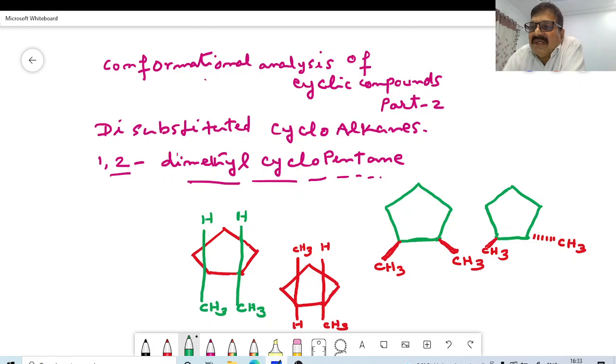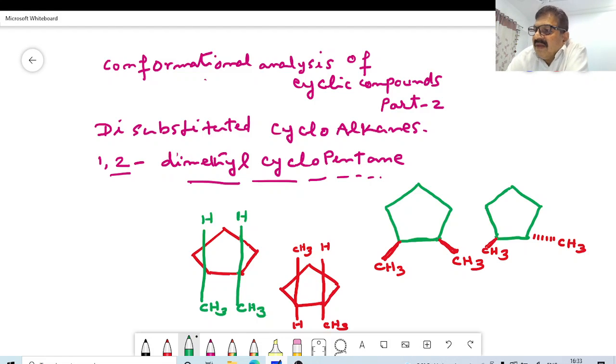In the case of a ring structure, there is restricted rotation. Therefore, a group on one side of the ring can never rotate and go to the other side of the ring. As a result, what happens? There are two different types. Okay, 1,2-dimethyl cyclopentane. If we take it, there are two different types of 1,2-dimethyl cyclopentanes. One structure has two methyl groups on the same side of the ring and one has the two methyl groups on opposite sides of the ring.